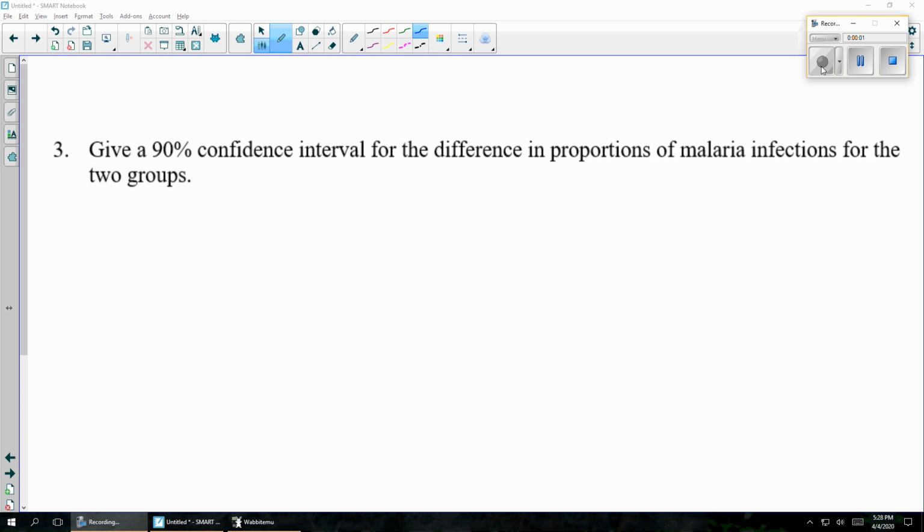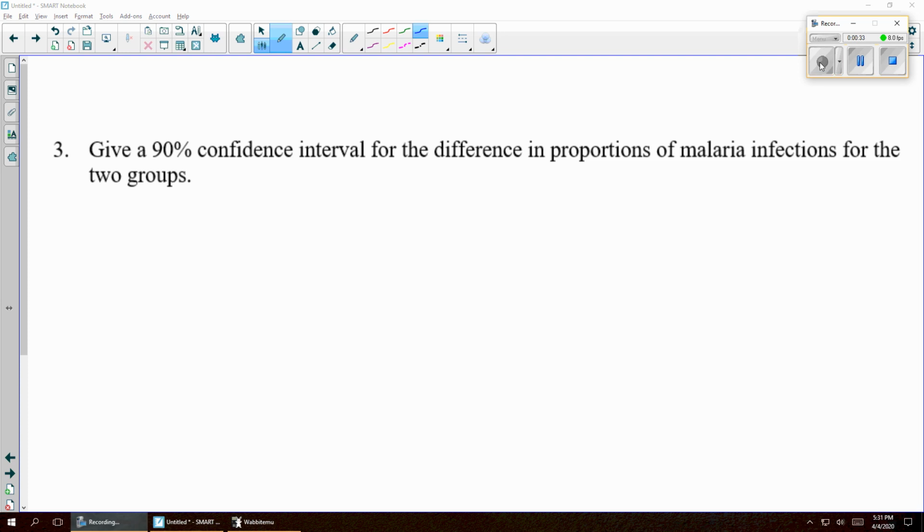This question is a continuation of question 2. So if you have not done question 2, I encourage you to go back and look at that first. And then this question says, okay, now come up with a 90% confidence interval for the difference in proportion of malaria infections among the two groups. In other words, in the previous problem, we found that we do think that there's a difference in the infection rates. What is that difference? I'm not positive, but I can come up with a 90% confidence interval.